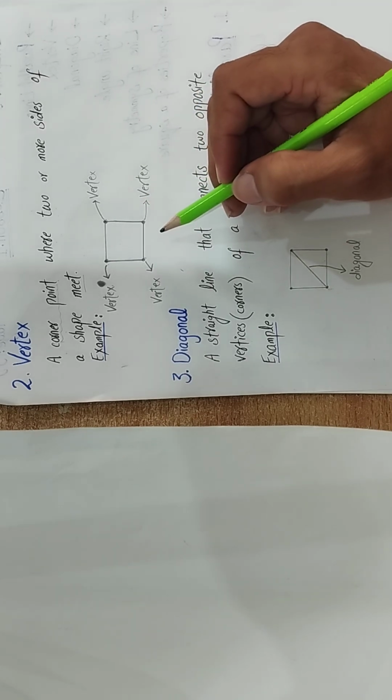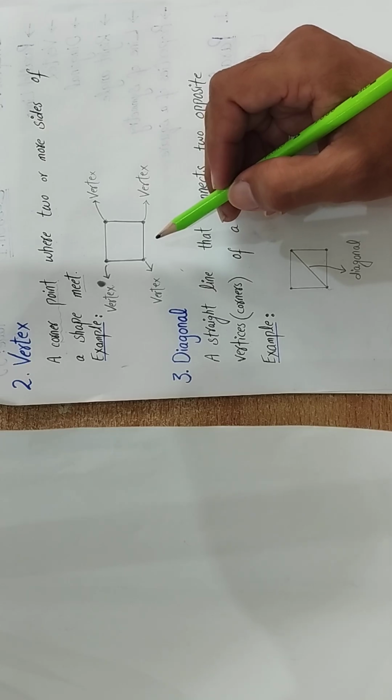So there are 1, 2, 3 and 4 vertices of square. I hope you get the idea. What do you mean by vertex? Vertex means the corners of the shape where 2 or more sides meet.